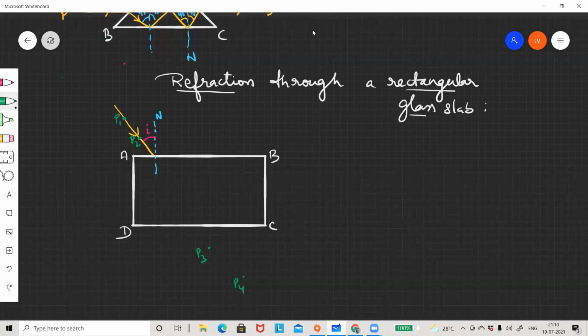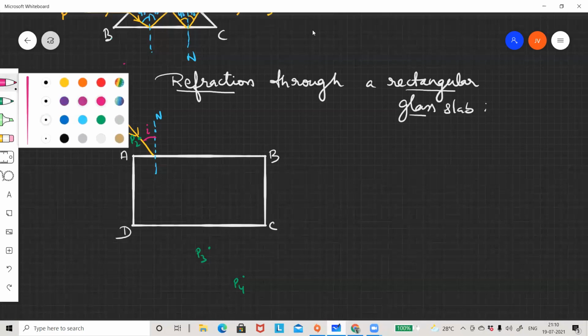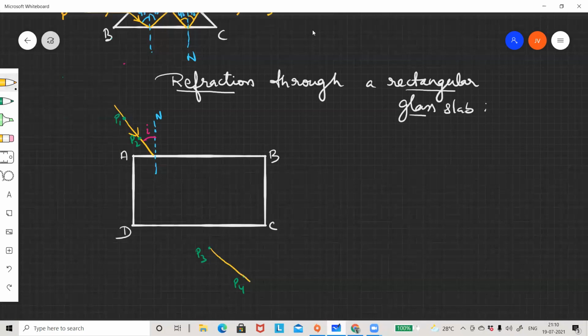Once you do that, you take out the glass slab, you take out the ball pins P1, P2, P3, P4. And then you will take your scale and connect P3 and P4 to the surface CD.